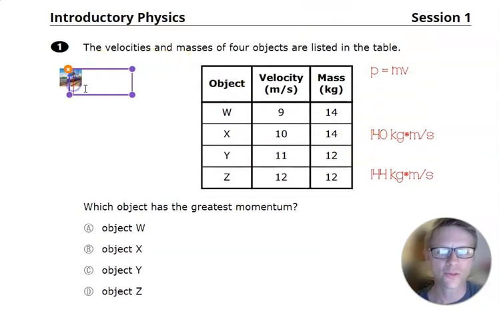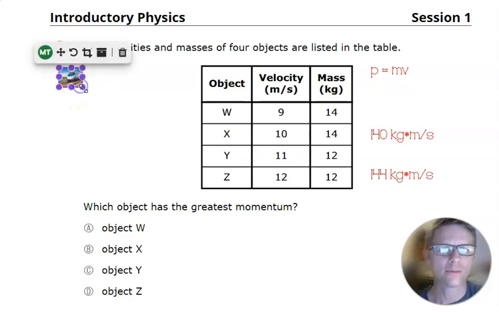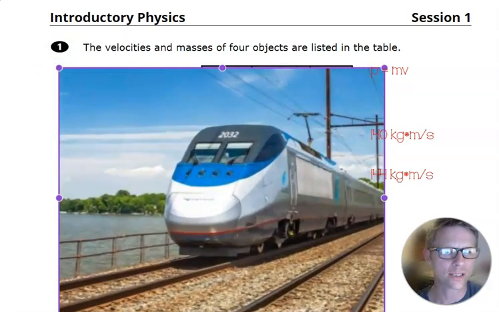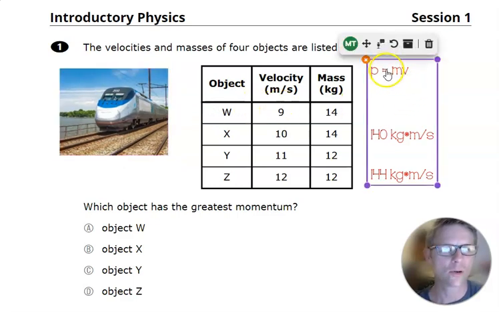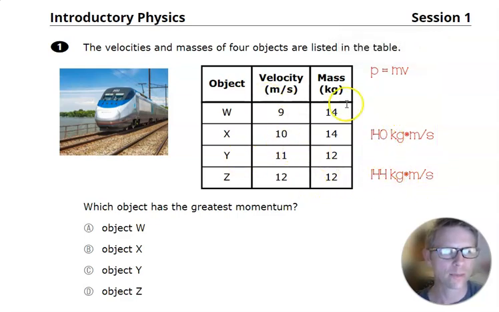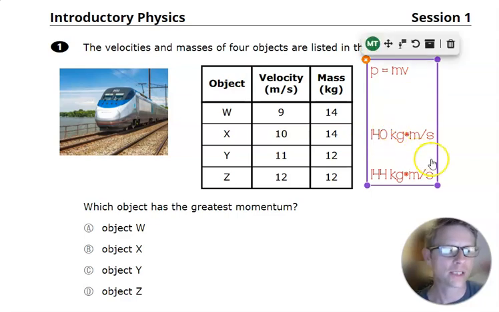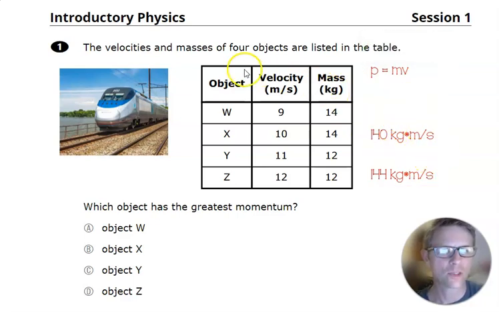Momentum is a quantity based on mass and velocity. The Acela train has a lot of momentum because it has a lot of mass and velocity. So go ahead and plug into the equation. You're going to get 140, you're going to get 144, you're going to get some other numbers for these, but the biggest answer is going to be the biggest answer when you do the mass times the velocity.